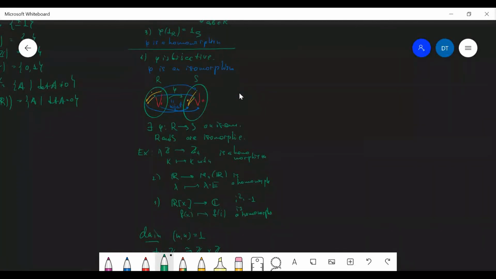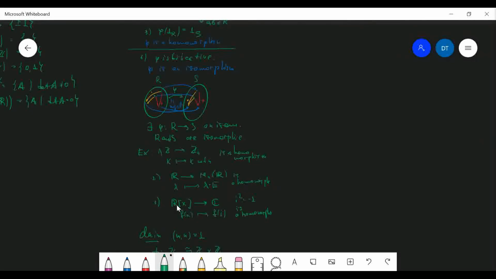Well, here we have several examples of a homomorphism. For example, when you take Z to Zn, taking each k to k modulo n, or you may take R to square matrices with coefficients in R, taking each lambda to lambda times E, where E is the identity matrix. It's also a homomorphism. I didn't check the properties. I'm just saying that this map satisfies all three properties of the homomorphism.